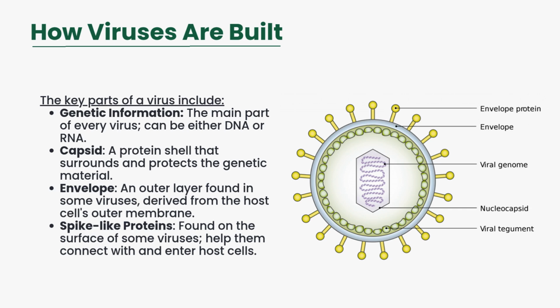Surrounding and protecting this genetic material is a protein shell called a capsid. Its primary job is to safeguard that vital genetic code. Some, but not all, viruses have an outer layer called an envelope. This envelope is actually derived from the host cell's own outer membrane when the virus leaves the cell.